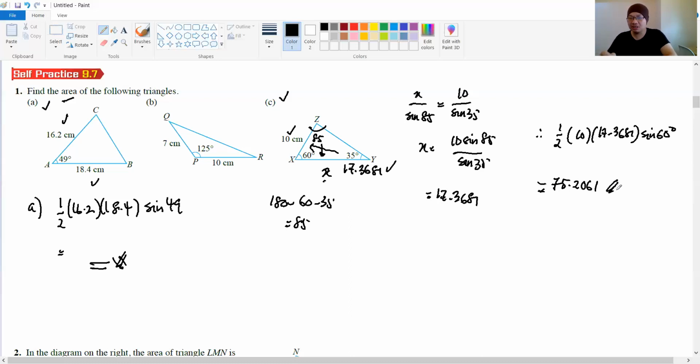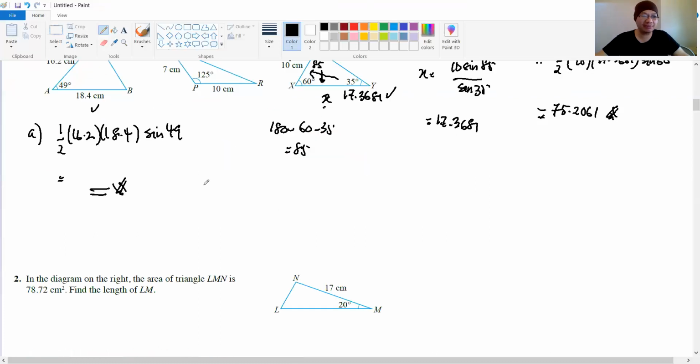So why is our answer different? Because we round off differently. My method is I round off only once. Maybe your method is you round off every time you calculate. So that's why we got a different answer at the end. So this is my answer. Please double check. So that's all for number 1.